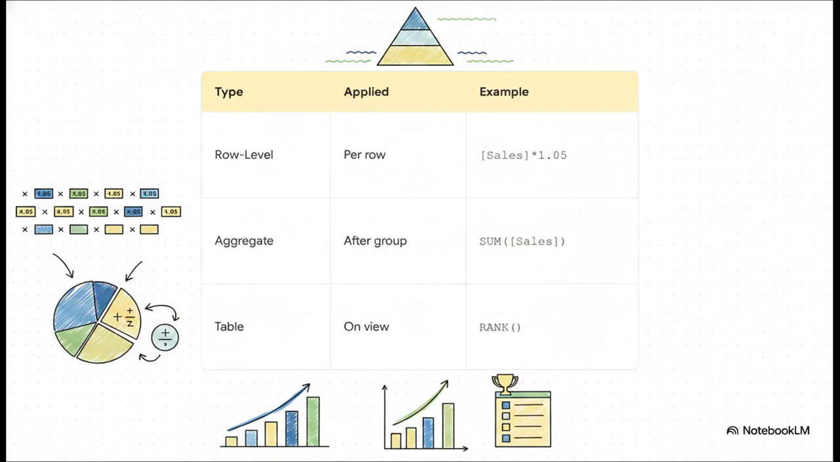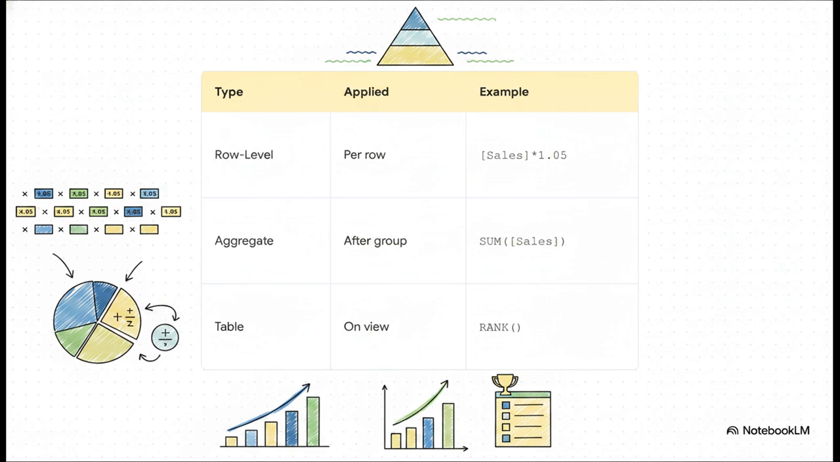Now, figuring out when these calculations happen is vital. You have to know if you're calculating line by line or on the aggregated view to ensure your math actually makes sense. First up, row-level calculations. These happen on every single row in your database before anything is grouped together. Then you have aggregate calculations. These kick in after the data is grouped, like taking total sales divided by total profit to figure out a profitability ratio.